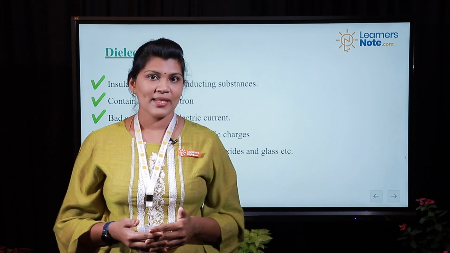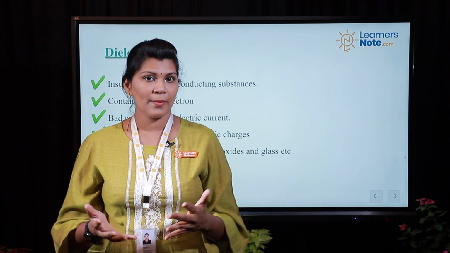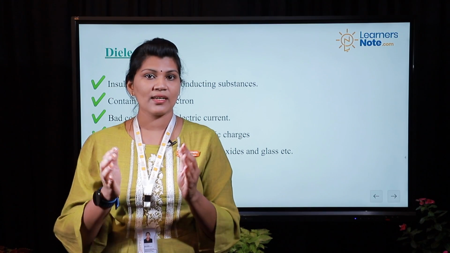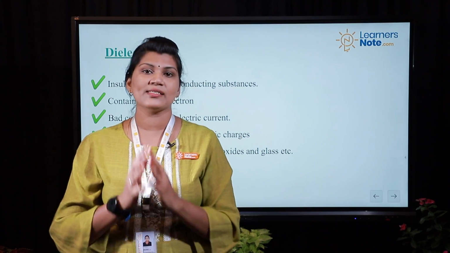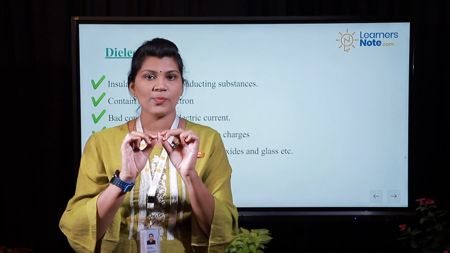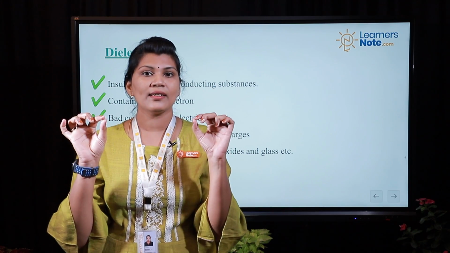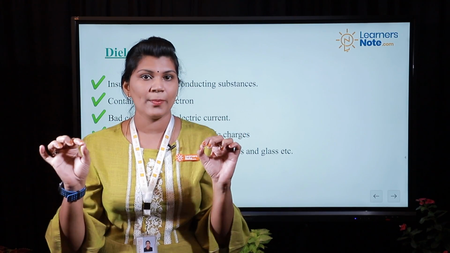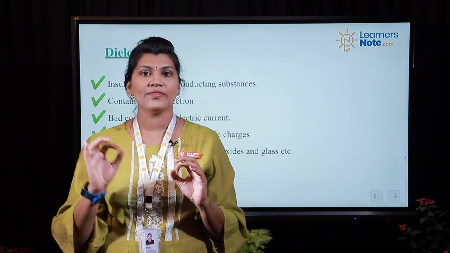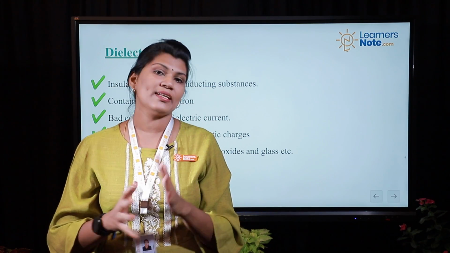So what will happen if we apply a voltage on the two sides of a dielectric? We know that in a dielectric, the positive and negative charges are in a joined, neutralized condition. So when we apply a voltage, these positive and negative charges will get separated. They will get a dipole moment. They will form temporary dipoles. So there will be positive and negative charges in that dielectric if you apply a voltage on the two sides of that dielectric.